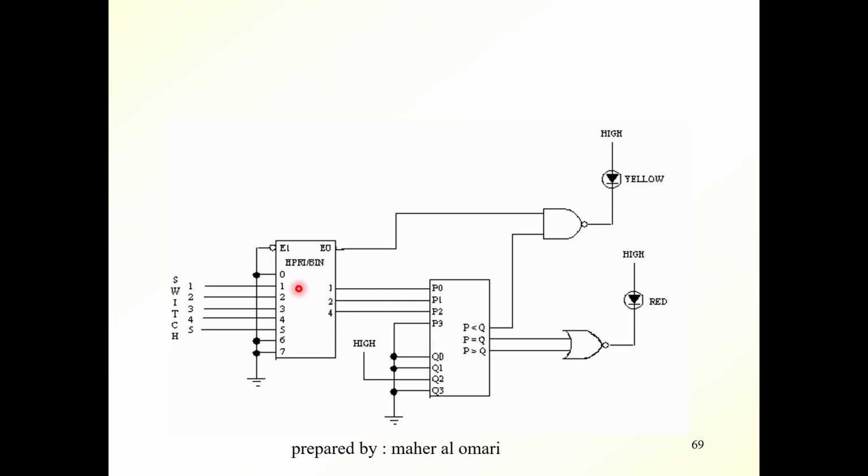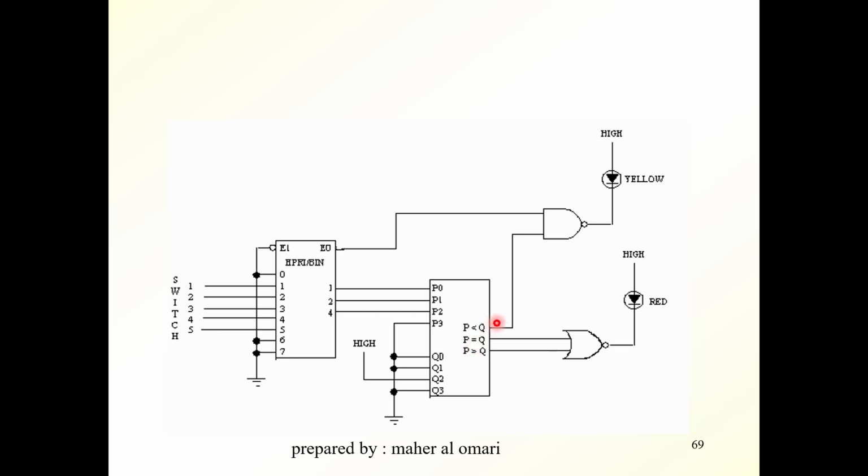Okay, if you look at the inputs here, you see that the first input is connected to ground along with inputs 6 and 7, while inputs 1 to 5 are connected to switches. The output, which is the code that represents one of the inputs, is taken into the P input of a 4-bit comparator. This device compares the 4 bits P0, 1, 2, and 3 with the 4 bits Q0, 1, 2, and 3.